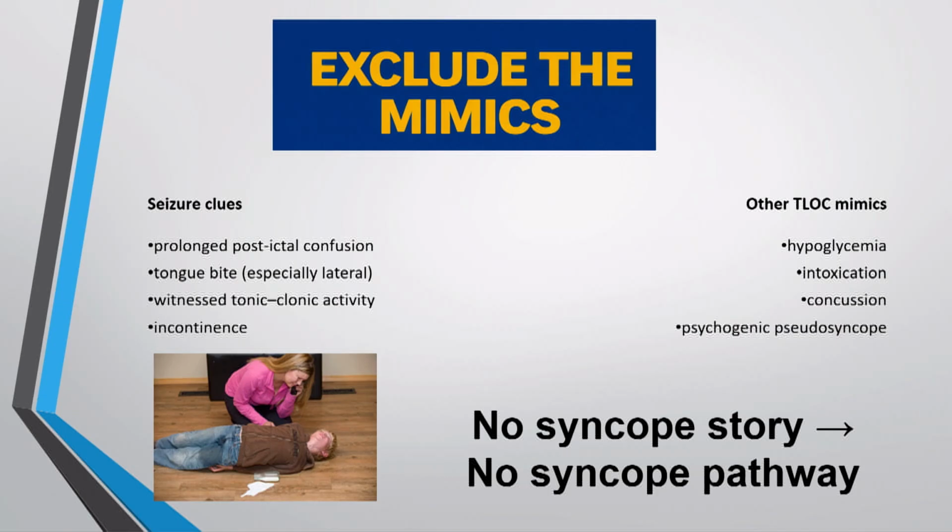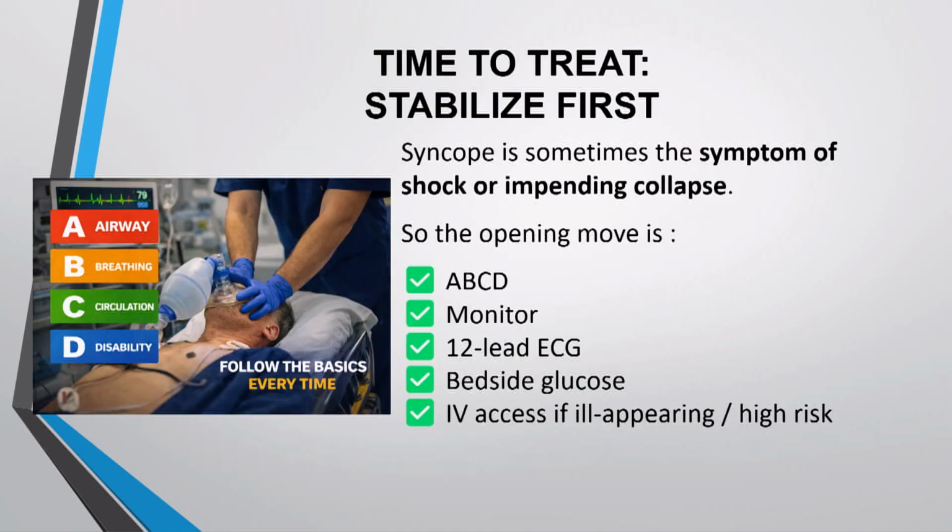So how does a seizure patient present? There will be post-ictal confusion, incontinence, and a history of tonic-clonic activity from the attenders. And what are the other transient loss of consciousness mimics? Hypoglycemia, intoxication, and psychogenic pseudosyncope. We get to see all these patients, yes? So the dictum is that if there is no syncope story, then there is no syncope pathway. We have to look for other causes.